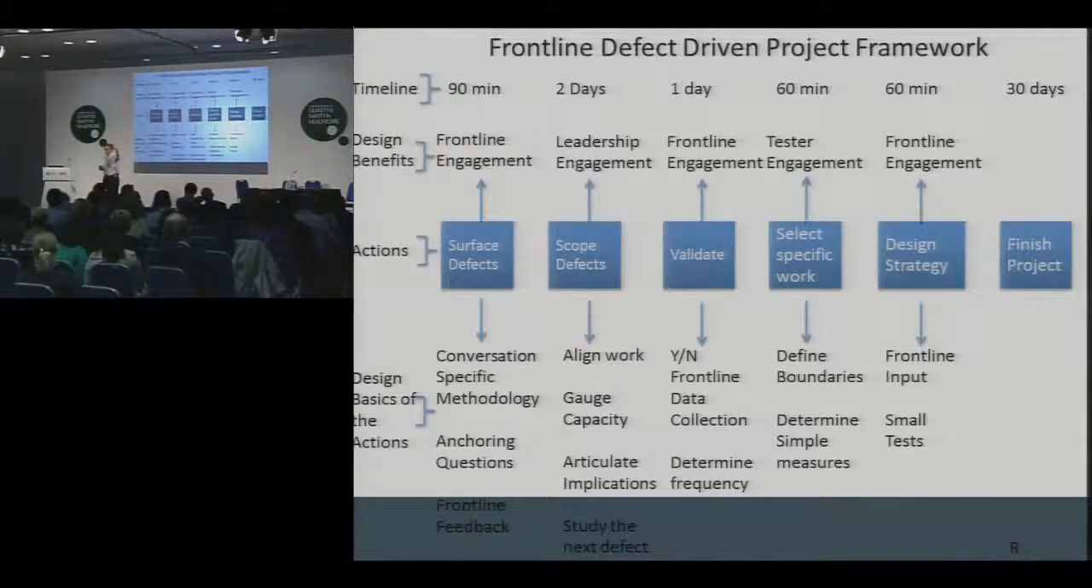Remember, 2 people work on this, not a team. There are no team meetings. So you engage that tester, and oftentimes the person back here who told us about the defect, almost 100% of the time that person becomes the tester. So that's how you really engage the front line. And then you finish the project in under 30 days.